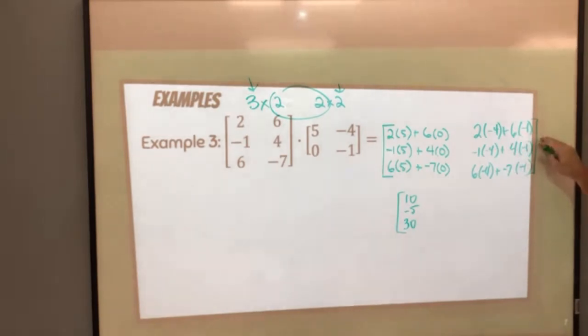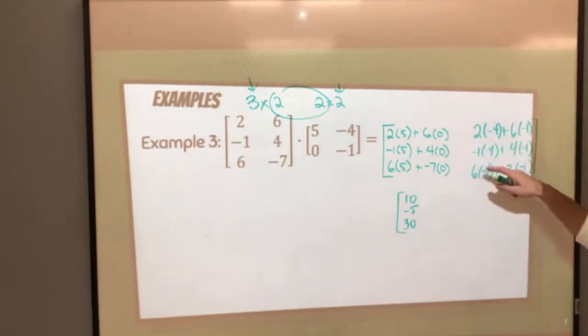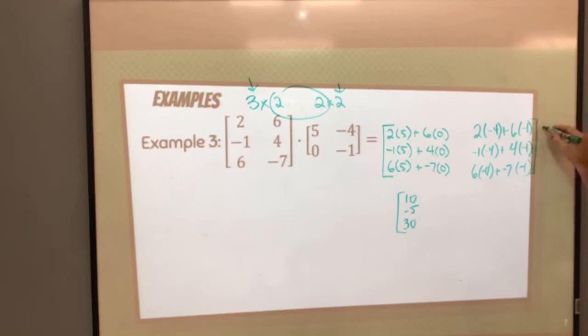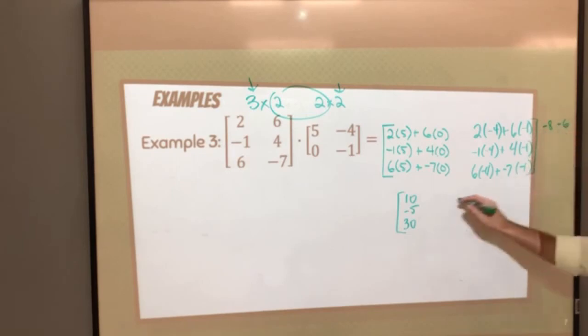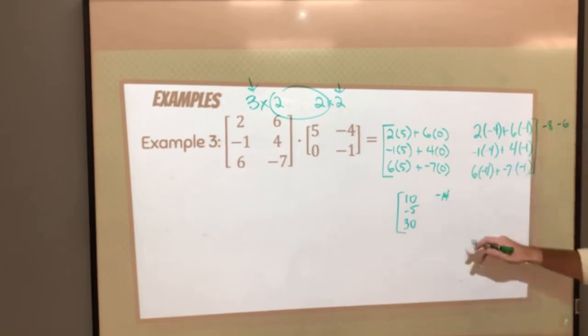In this second column, this gets a little bit trickier because we're not multiplying that second term by 0. 2 times negative 4 is negative 8. 6 times negative 1 is negative 6. Negative 8 minus 6 is negative 14.